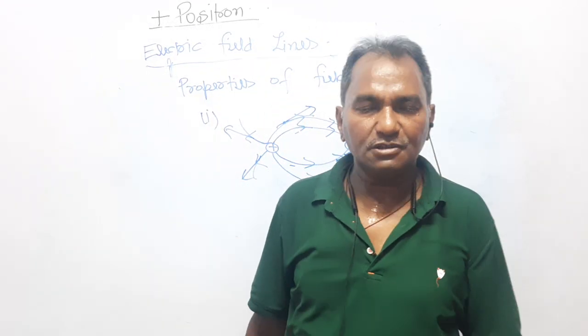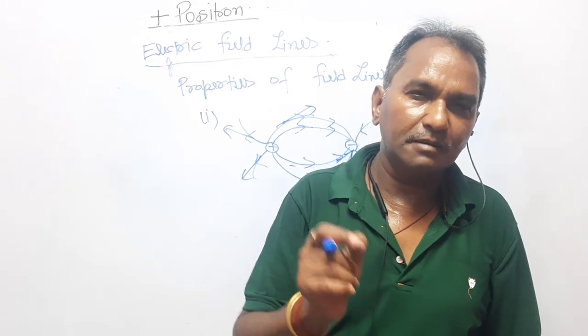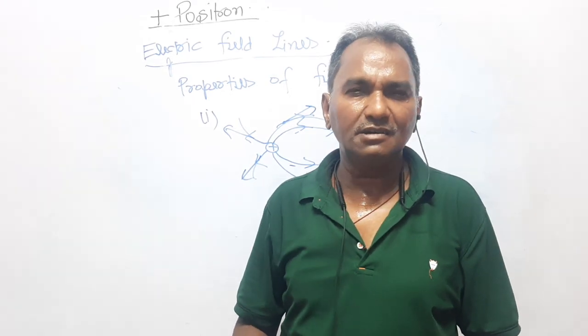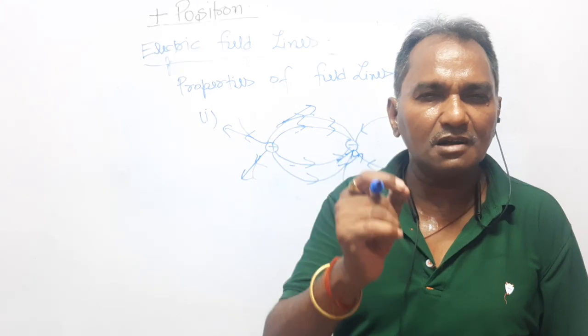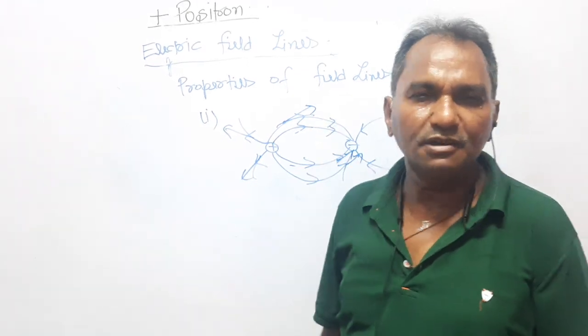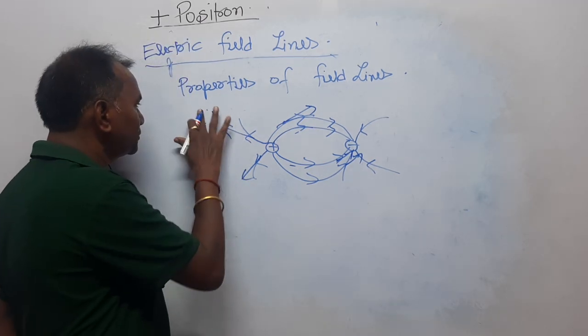The very first property is the tangent drawn at a point on the field line represents the direction of electric field at that point. That was the first property.